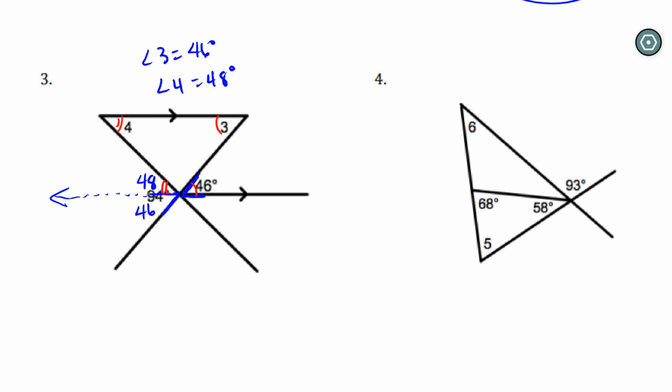Number 4, we have to see that there are multiple triangles in this picture. So this is a triangle, meaning those 3 angles have to add up to 180. So if I take 180, subtract 68, and subtract 58, whatever is left is angle 5. So if I do 180 minus 68 minus 58, I get 54. So that means angle 5 is 54.